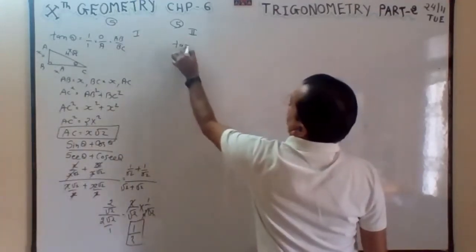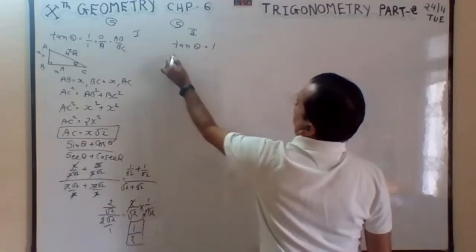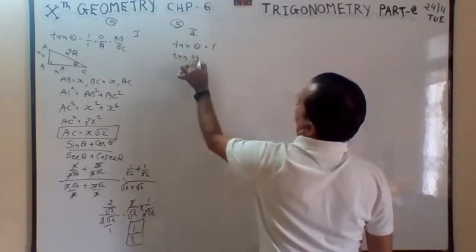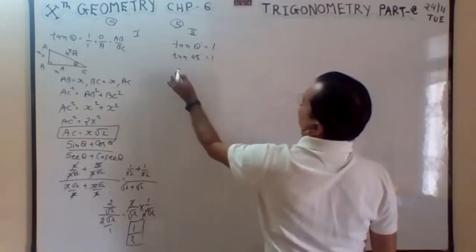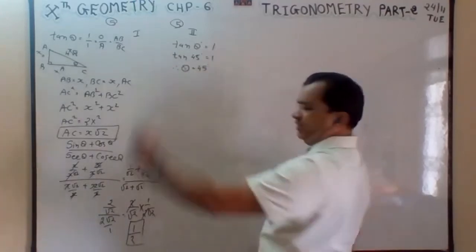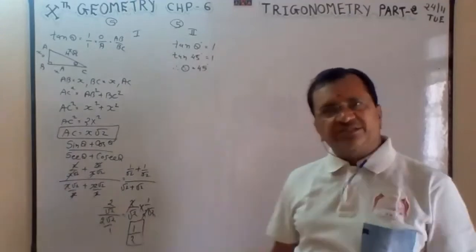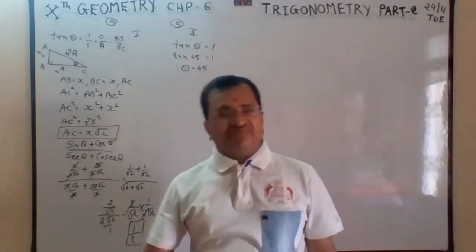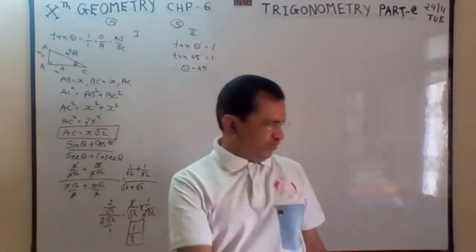What is given? Tan theta is equal to 1, but we know that tan 45 is equal to 1. Therefore, theta is equal to 45, hence proved. Tan theta is equal to 1, tan 45 is equal to 1. So, theta is equal to 45, right?